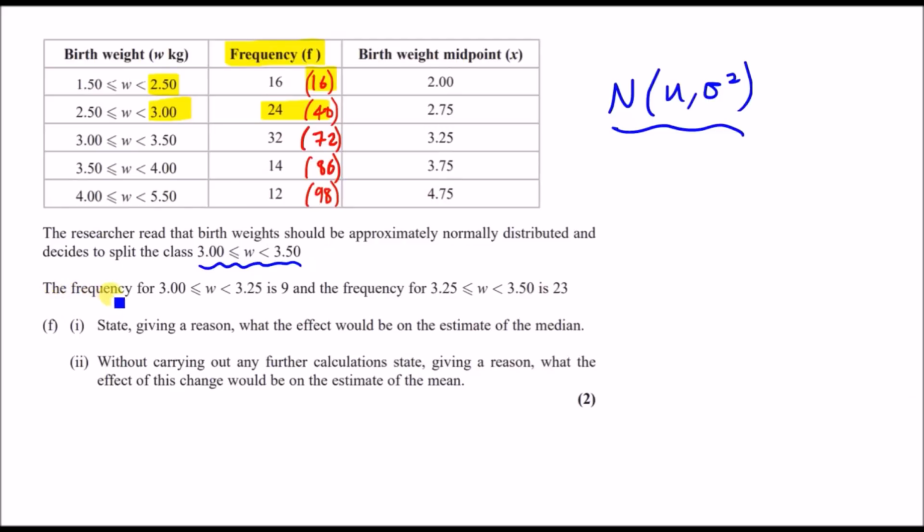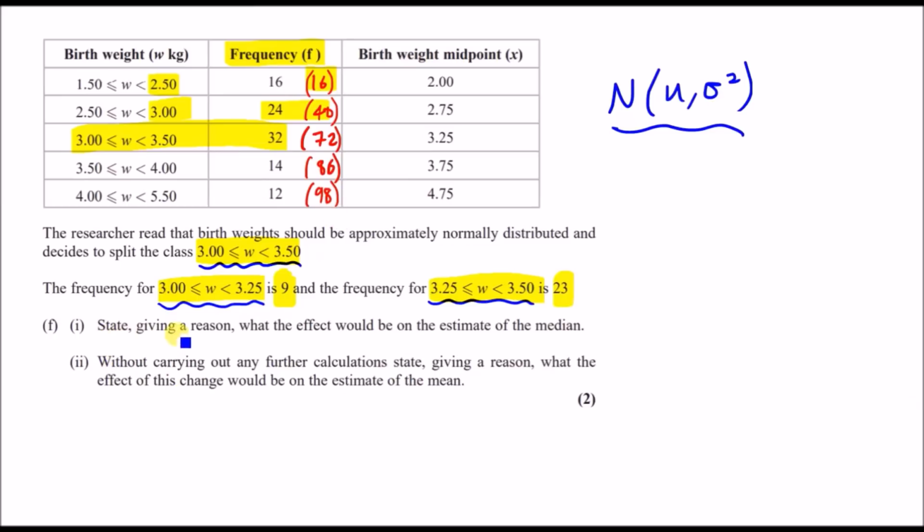So it says that the frequency for 3 to 3.25 is 9, and the frequency from this group is 23. So guys, essentially, like we had from 3 to 3.5, now it's split into 2 parts, up to 3.25 and from 3.25 to 3.5, so kind of halfway through the way. However, originally we had 32 in this group here. Now we got 9 in the first group and 23 in the second group.